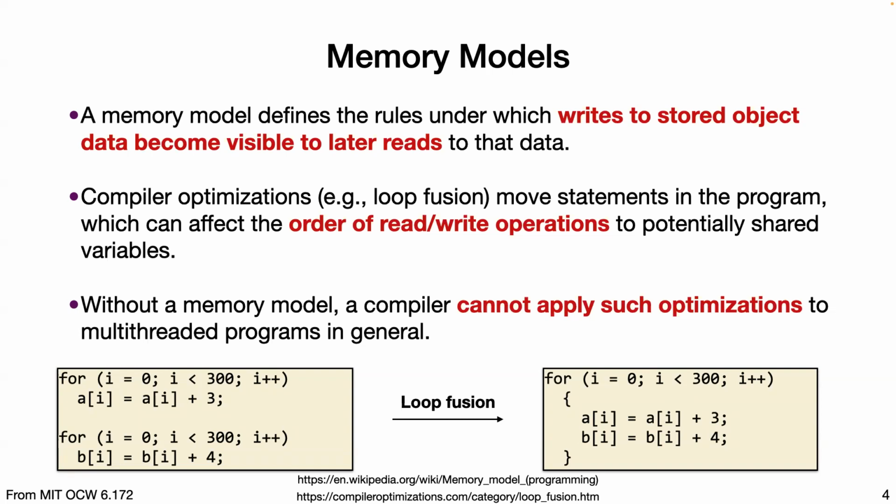Without a memory model, the compiler cannot do optimizations like this, because if the program is multi-threaded and these variables were shared, then you wouldn't be able to make guarantees about correctness. For correctness, you need to be able to say that if I write some data and then I read that data afterwards, for some definition of after, it's going to reflect what I just wrote. Without a memory model and without rules in the underlying hardware, we cannot guarantee that.